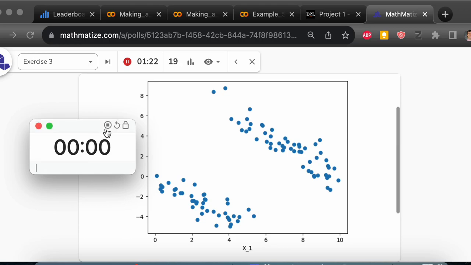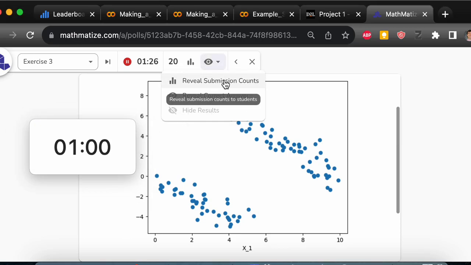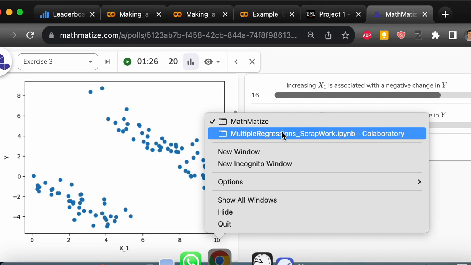Okay, let's look. The quick poll from the class says, if you increase x1, what does it do to y? Most people think it's a negative change in y. Here's what happens if you run the regression. So let's run the regression.